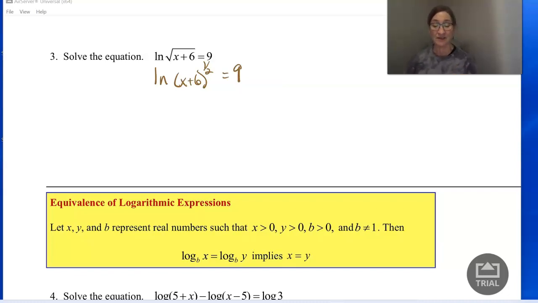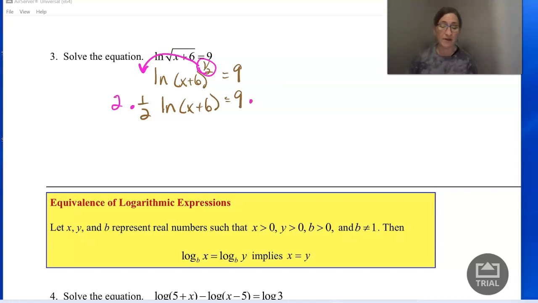Now I'm going to take this 1/2 and pull it out front. So I've got 1/2 natural log x plus 6 equals 9. Well, I need to have that natural log isolated. So the way I do that is I am going to multiply both sides of my equation by 2. And that is going to reduce that 1/2 in front of that natural log. And then on the right, I've got an 18.